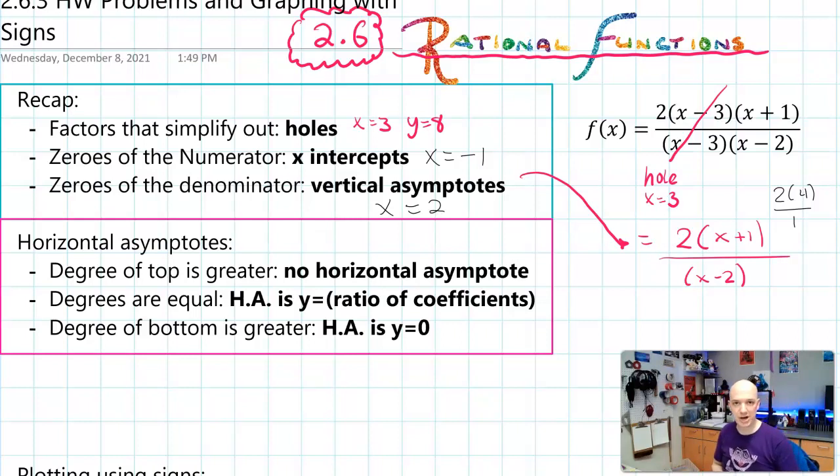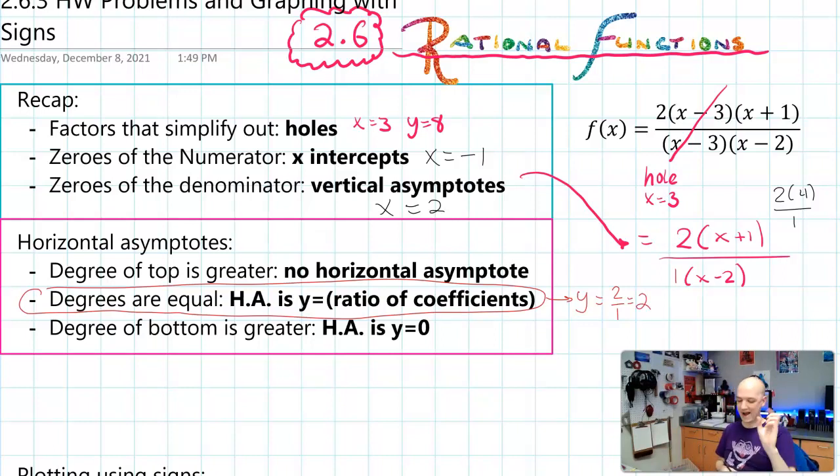We also always need to check for horizontal asymptotes, and there's 3 possible cases. Each case is depending on the degree that the numerator and denominator have. If the degree of the top is greater, you will have no horizontal asymptotes. If the degrees are equal, the horizontal asymptote is the ratio of the coefficients as a horizontal line, and if the degree of the bottom is greater, the horizontal asymptote is y equals 0. In this case, the numerator and denominator are both degree 1. So we're looking at case 2. And the horizontal asymptote will be at y equals the ratio of the coefficients, which is 2 over 1, or y equals 2.